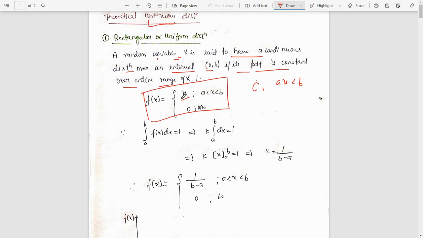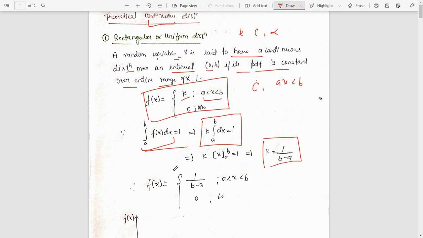But the constant should be a number, it can't be just a symbol, like K, or C, or alpha. So according to this property, what is the constant? We know that for any continuous distribution, if we integrate over the whole interval we get 1; for a discrete distribution we sum. So if we integrate the constant over the given range, we get 1, and we find that k is equal to 1 by b minus a.